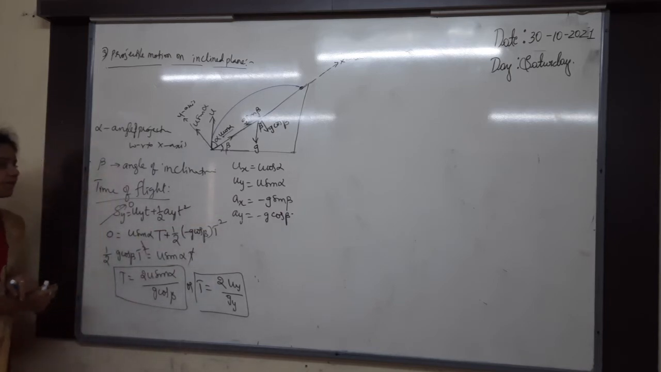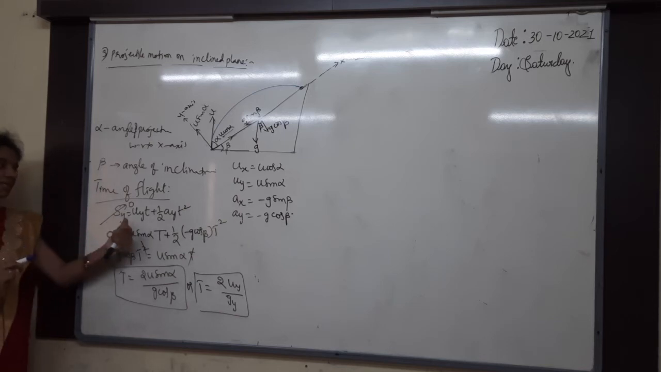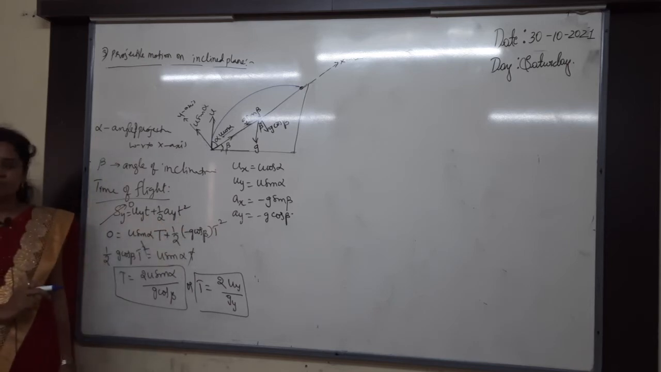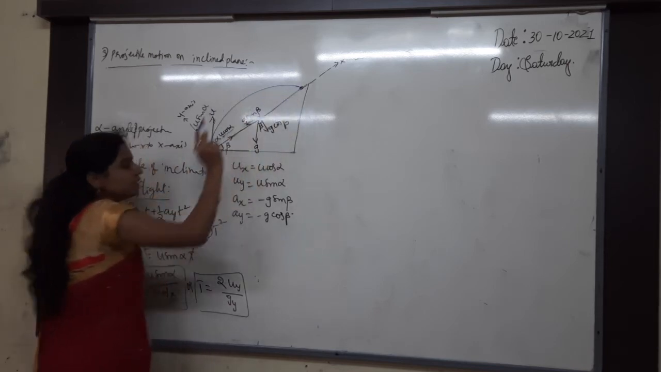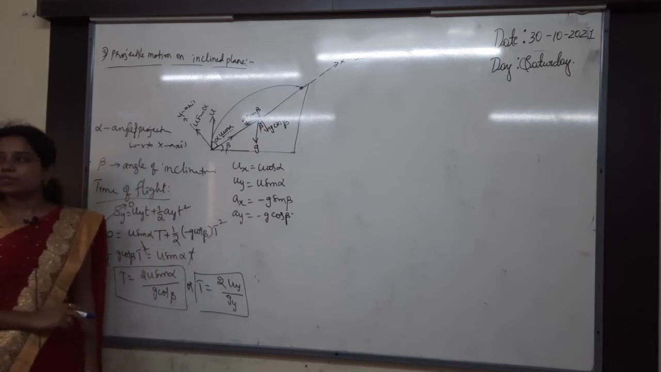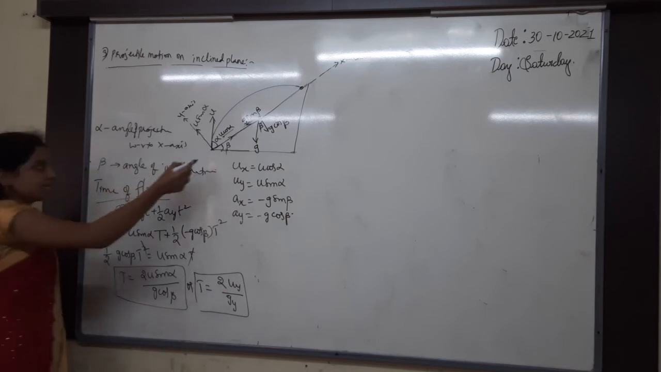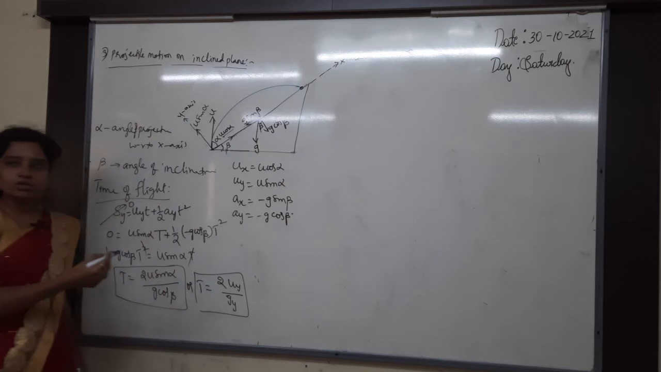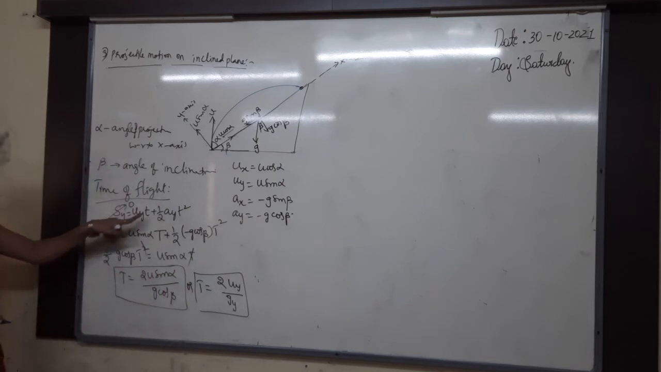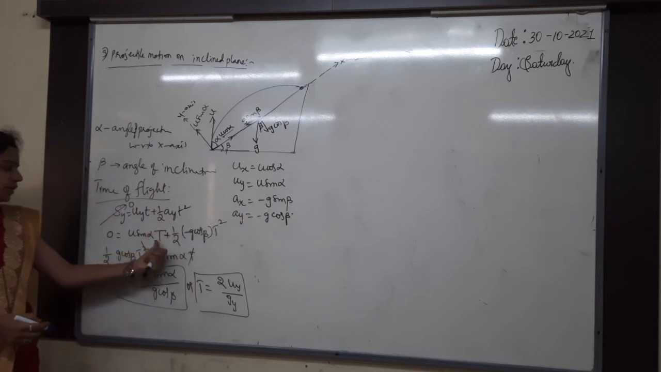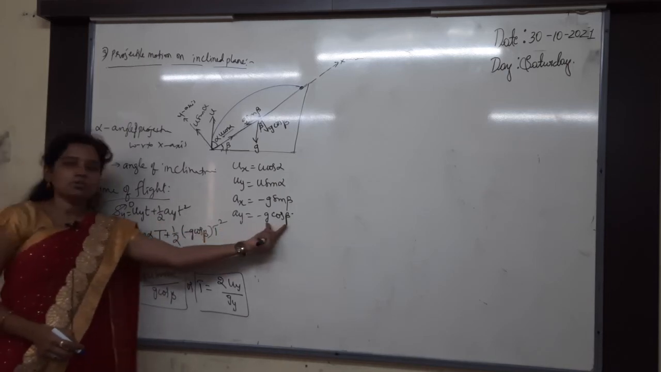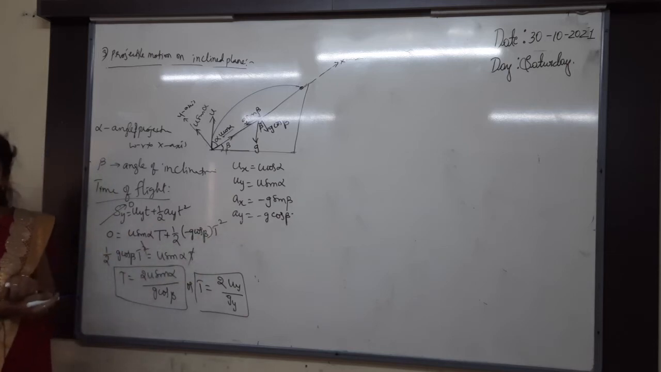Now I want to find the time of flight. For finding the time of flight, which equation do we always take? S equals ut plus half at square along the vertical direction. So sy equals uy t plus half ay t square. After landing on the inclined plane, what is the displacement of the body? Zero only, no? Started from 0 and ending at 0 only. Total vertical displacement is 0 here. Uy is u sin alpha into time of flight, plus half into ay, which is minus g cos beta, into t square.